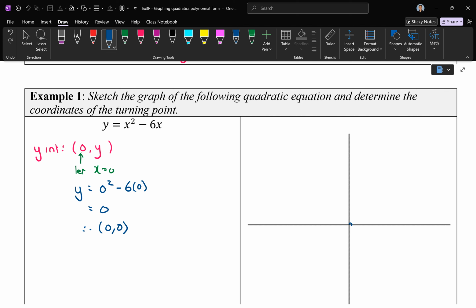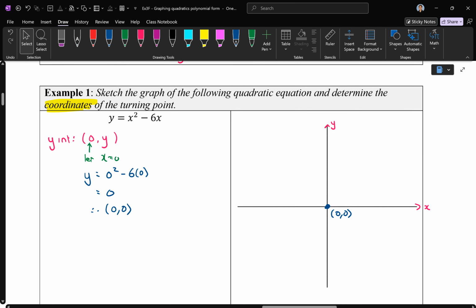So I should already have a point labeled in coordinates 0, 0. Notice the question, coordinates. You don't put in coordinates, you lose a mark. Okay, so when they say coordinates, make sure to put in coordinates. As a habit, I always put them in coordinates. You can't get penalized for that. Okay, so I got the y-intercept, that's great.